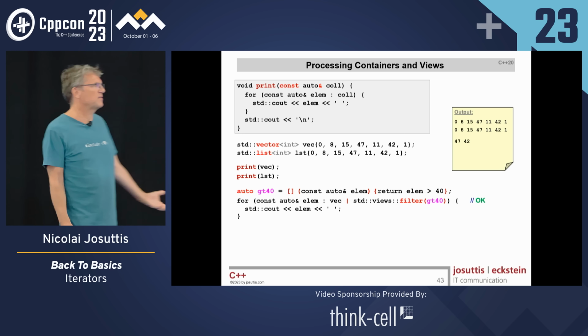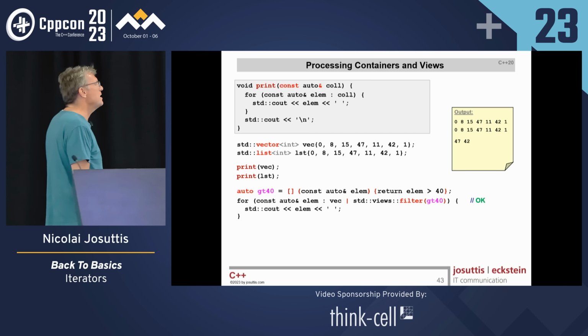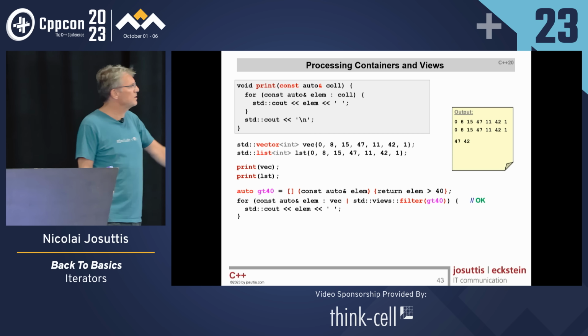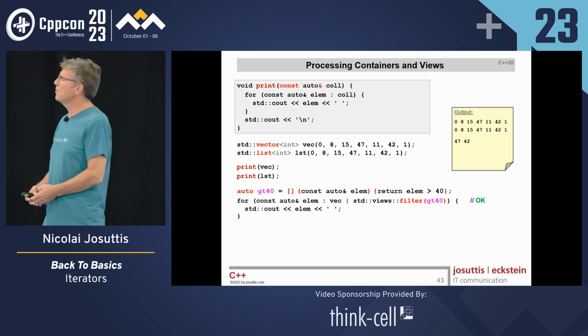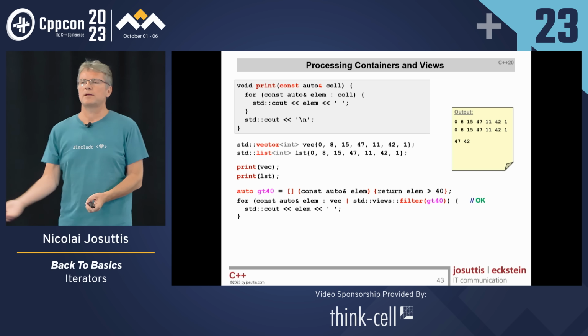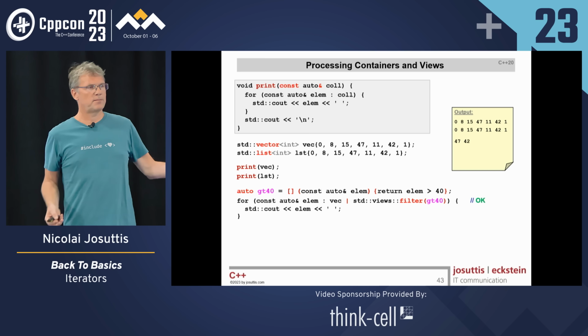So let's do what we just saw. Let's now iterate over the vector using this filter. Yeah, we create exactly the behavior we wanted. Now, when we iterate, we print out all the elements greater than 40. Awesome, works.